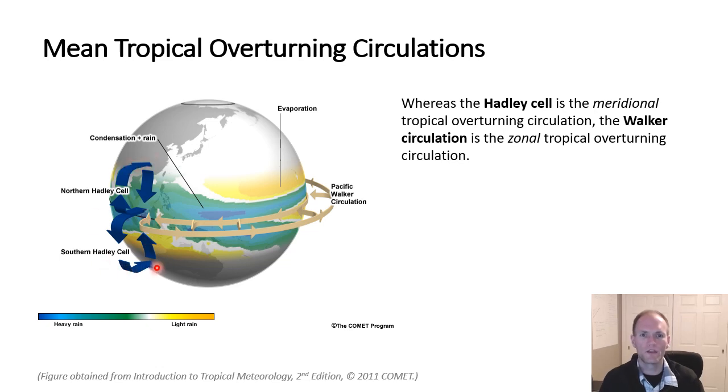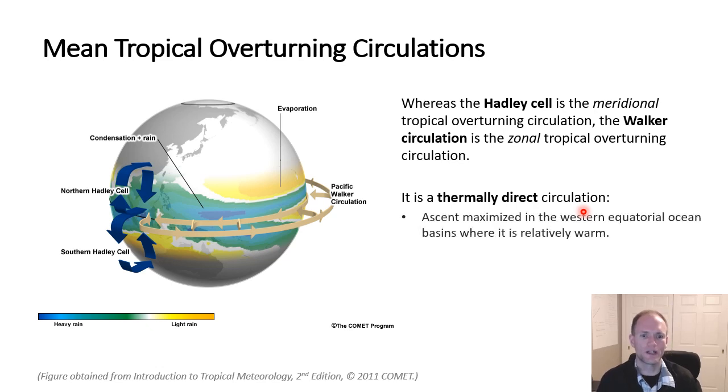subtropics. The Walker circulation, on the other hand, is the zonal tropical overturning circulation, centered more or less along the equator, with ascent where it is relatively warm and descent where it is relatively cool. The lower troposphere is characterized by easterly trade winds. The upper troposphere is characterized by westerly flow. So this is a thermally direct circulation, just as the Hadley cell was.